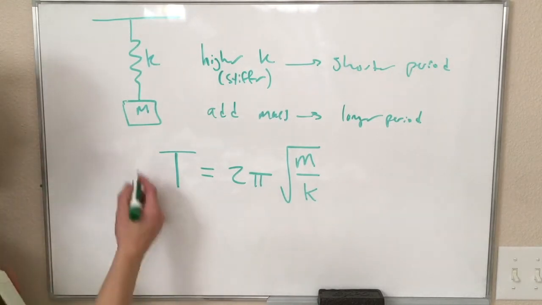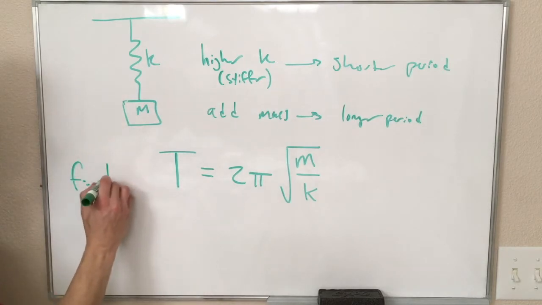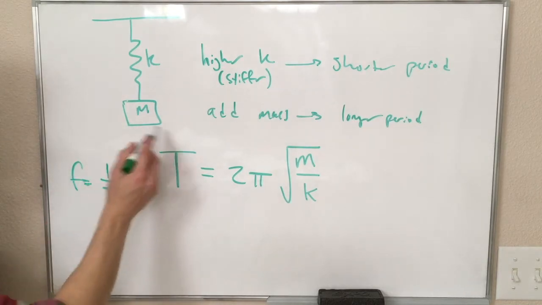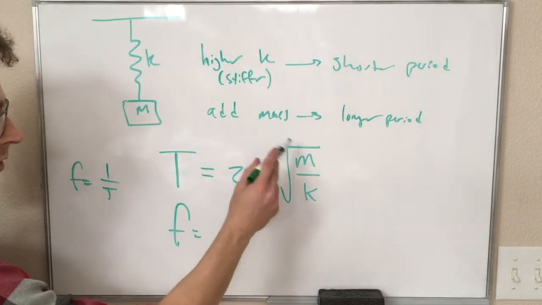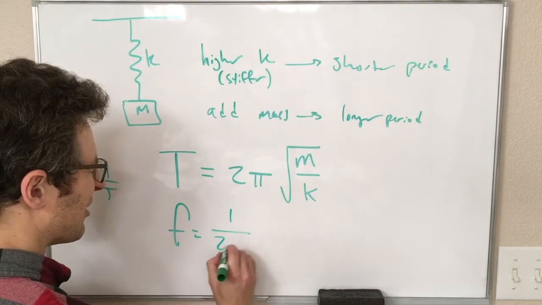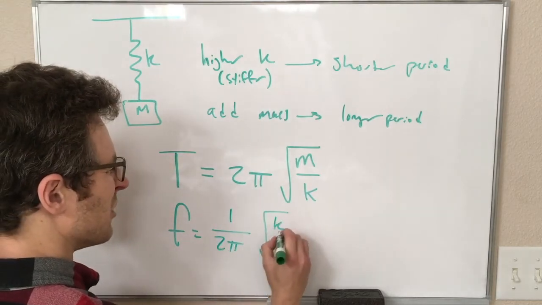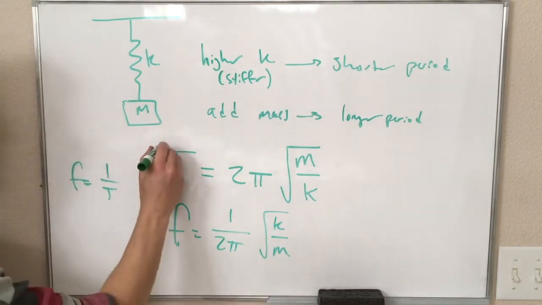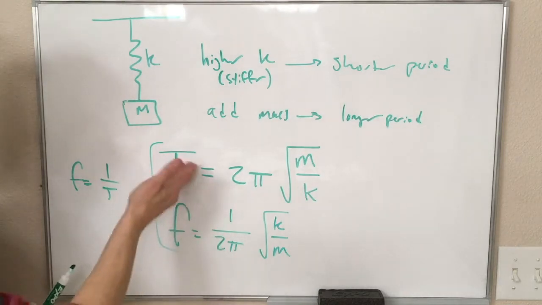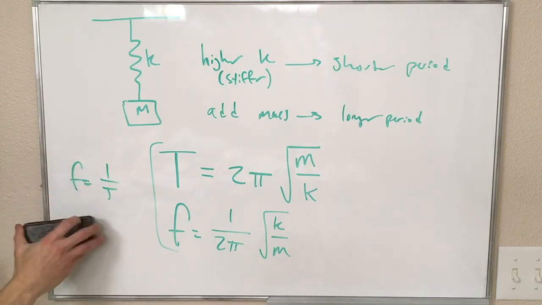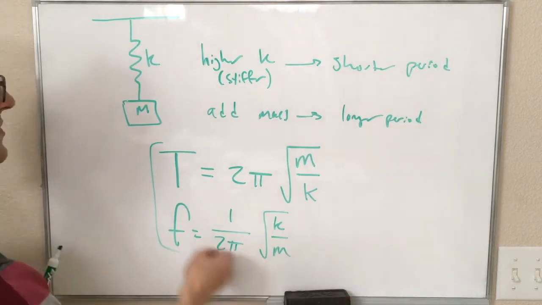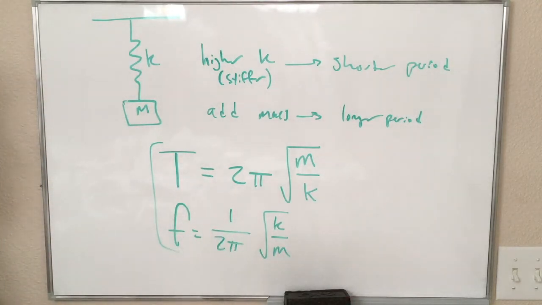Since we know f equals 1 over T, we can also write down an equation for the frequency of oscillation of this system. And that is just 1 over this equation. So that's 1 over 2 pi times the square root of k over m. So these are our two equations. We only ever need one of these as long as we know that this equation is also true. But these are the equations to describe the oscillation of a mass spring system.